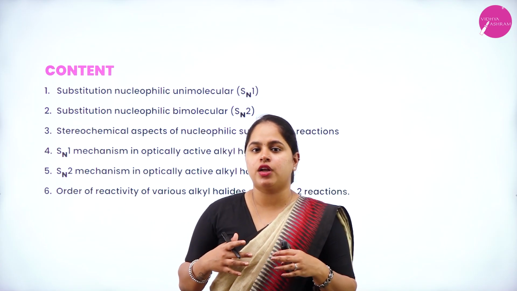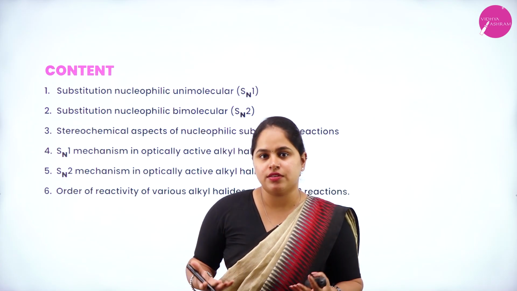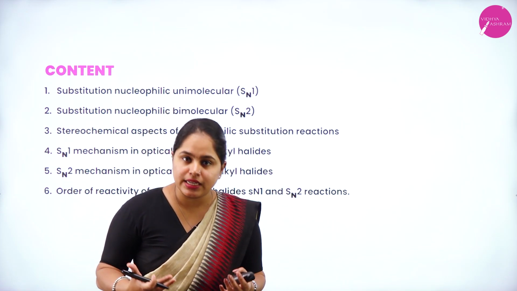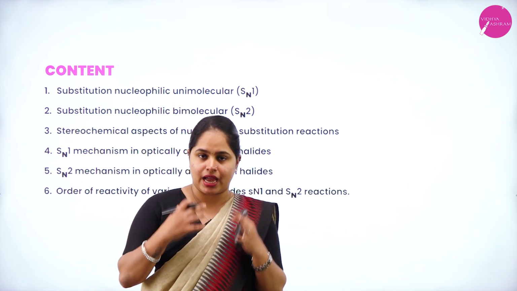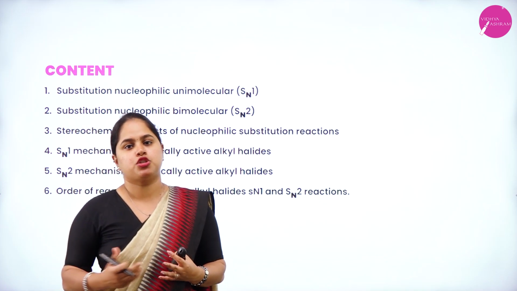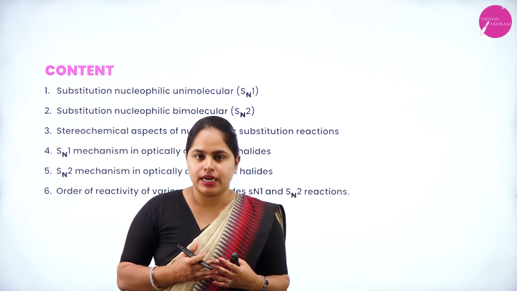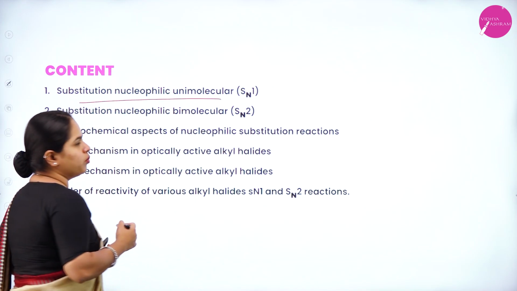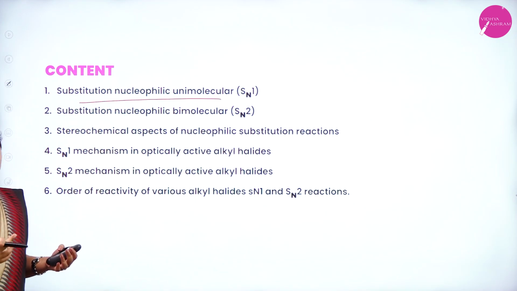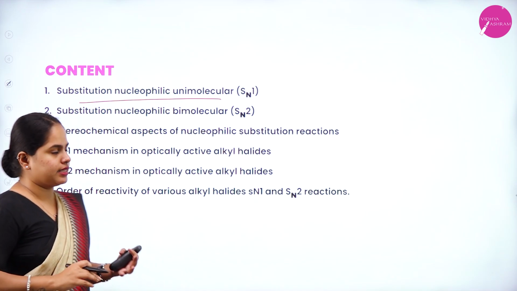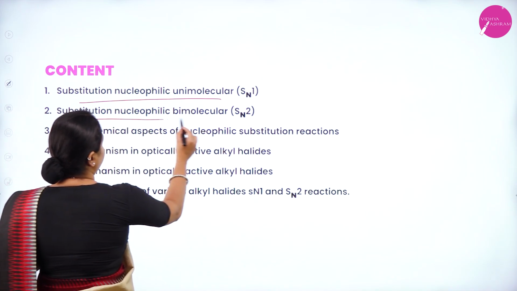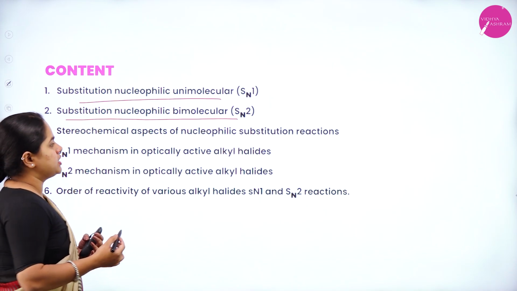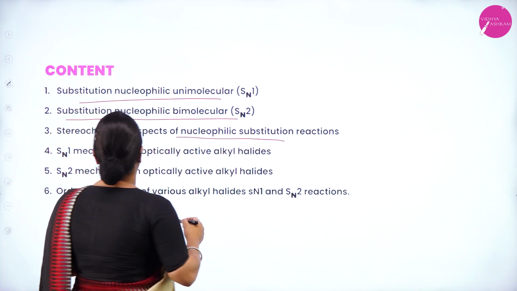In detail, we are going to study two ways in which this nucleophilic substitution reaction can take place and the mechanism of that. That means how exactly, stepwise, the substitution is taking place, we are going to study in this session. So one method is substitution nucleophilic unimolecular, SN1. What does that mean? We will discuss in detail in this session. Then substitution nucleophilic bimolecular, SN2 reaction, and stereochemical aspects of nucleophilic substitution reaction.